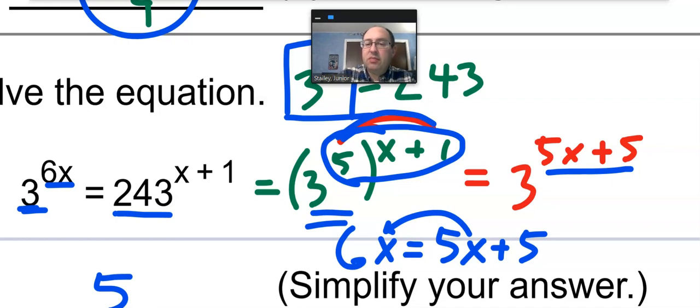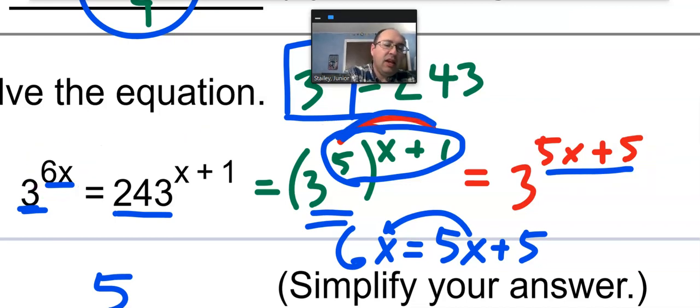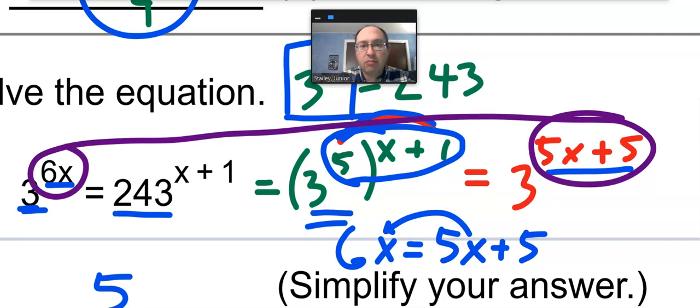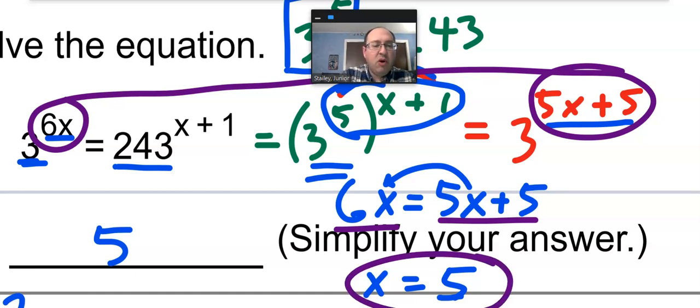So that means it looks like this: 3 to the 5x plus 5. Well, now wait a second. That must mean that 5x plus 5 and 6x have to be the same. True. So I set up a little equation, 6x equals 5x plus 5, and subtracted 5x. And we found out that x was 5. The exponent, or the part of the exponent we were looking for, is a 5.